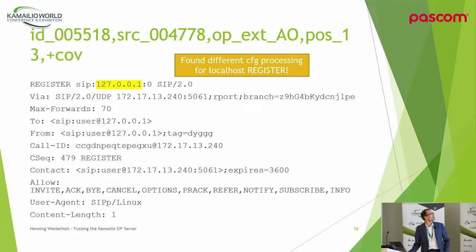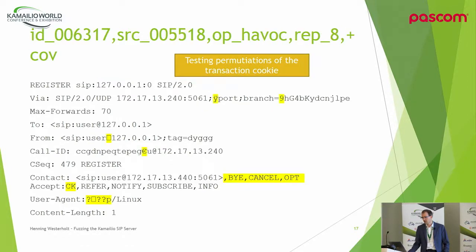In the fourth step, it found by itself that a REGISTER to the localhost is processed differently from a REGISTER to an invalid or not-local host address. This is something the AFL fuzzer found by itself. I didn't give it this information. This is something interesting.